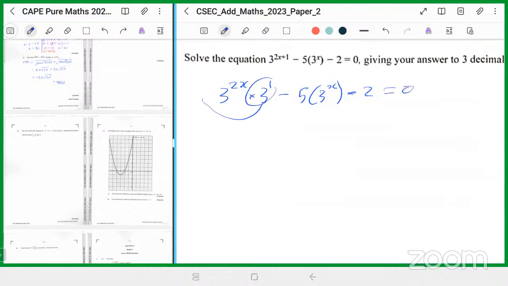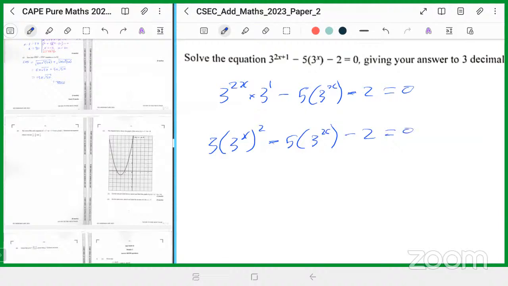Then this now can come to the front as 3, and it's 3 to the 2x. This 2x can split out into 3 to the x squared, because x times 2 is still 2 times x. And this 3 to the 1 is this 3 right here. Minus 5 into 3 to the x minus 2 equals 0. So our quadratic with the variable 3 to the x is just like 3y squared minus 5y minus 2 equals 0. Same thing, but I'm not going to work with the y. I'm just going to keep the 3 to the x.